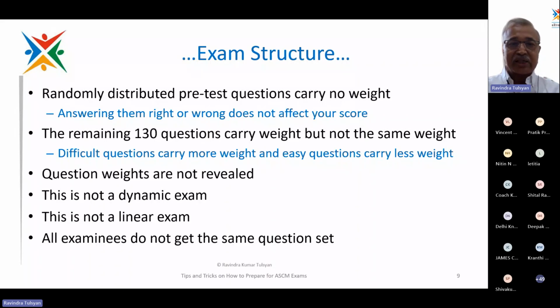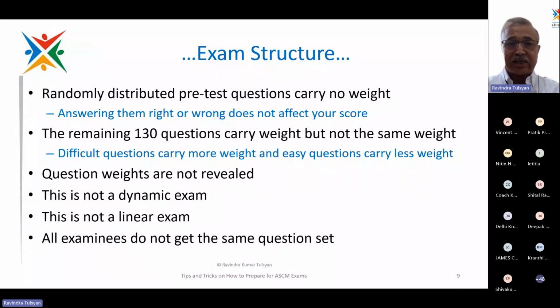And this is not a dynamic exam. A dynamic exam is one where, when you start answering the questions, depending on how you are doing, whether you're answering right or wrong, the difficulty level keeps increasing if you're answering right, and keeps decreasing if you're not able to answer right. Those are called dynamic exams. We don't have such an exam.